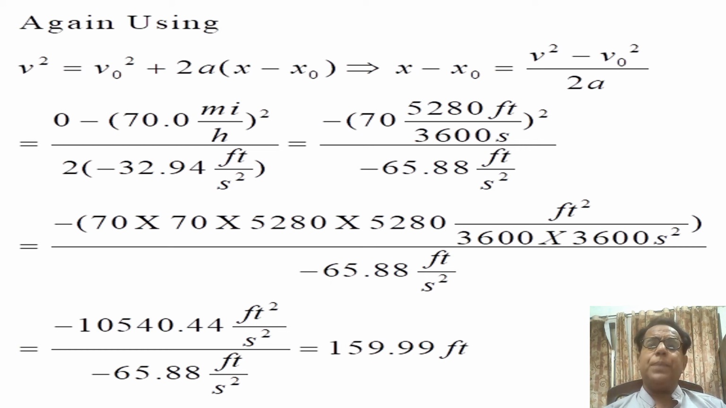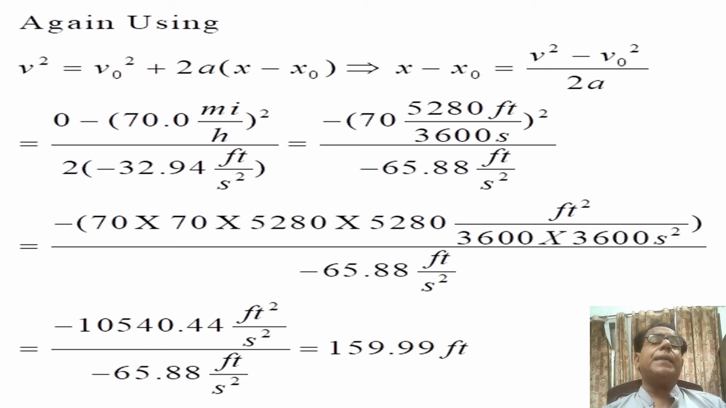Quite simple. In the next step, it will become minus 70 times 70 because it is squared, so 70 will be multiplied twice. Similarly, 5280 will also be multiplied twice because it is squared, so feet will also become feet squared. Similarly, 3600 will be multiplied twice and second will also become second squared, divided by minus 65.88 feet per second squared.